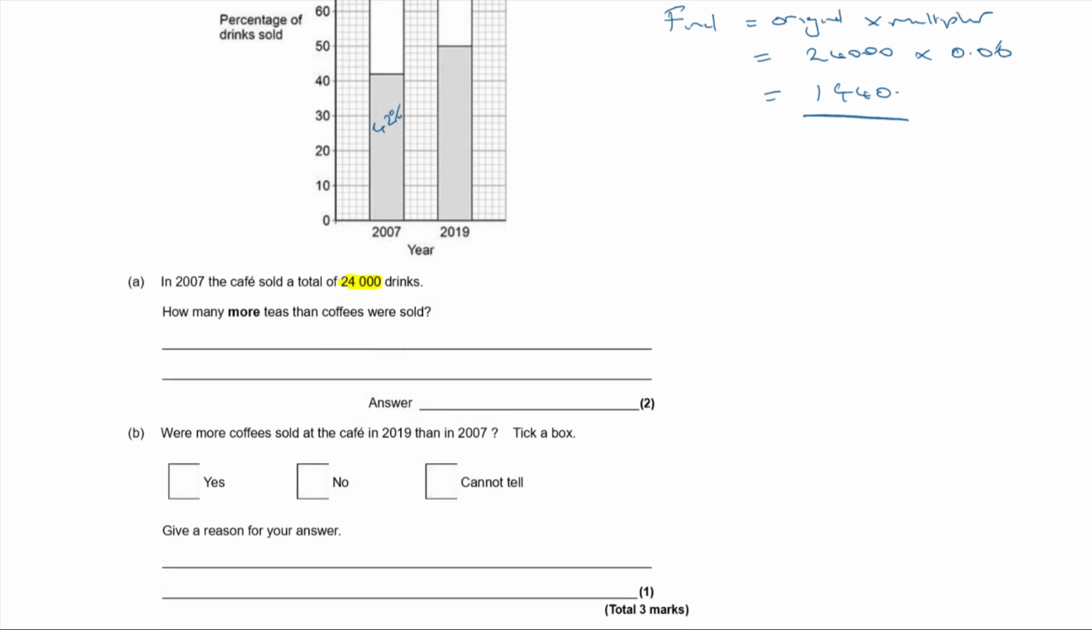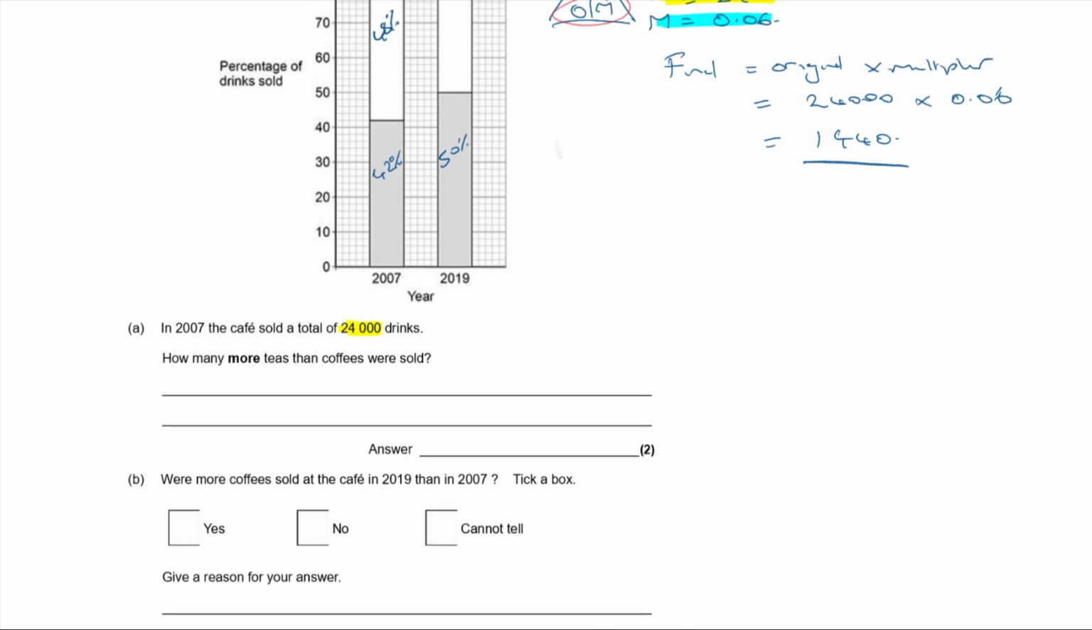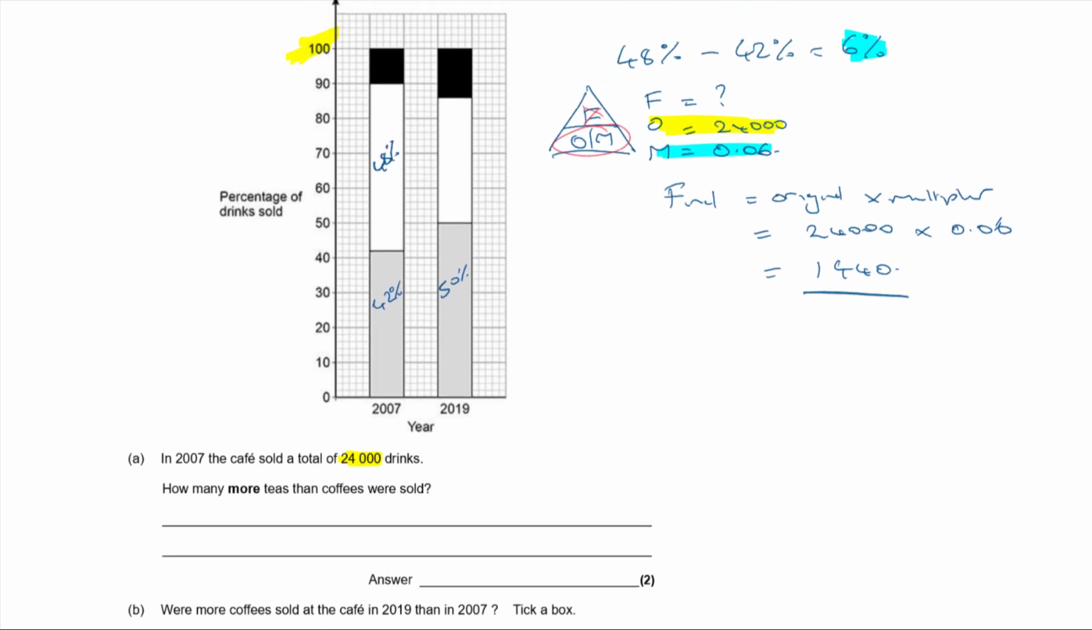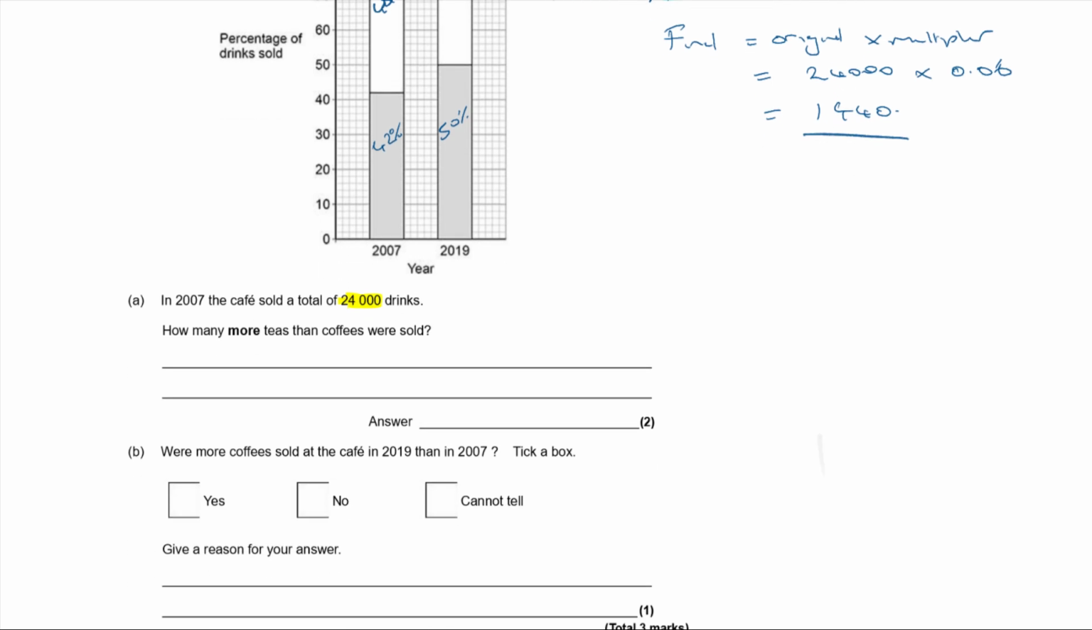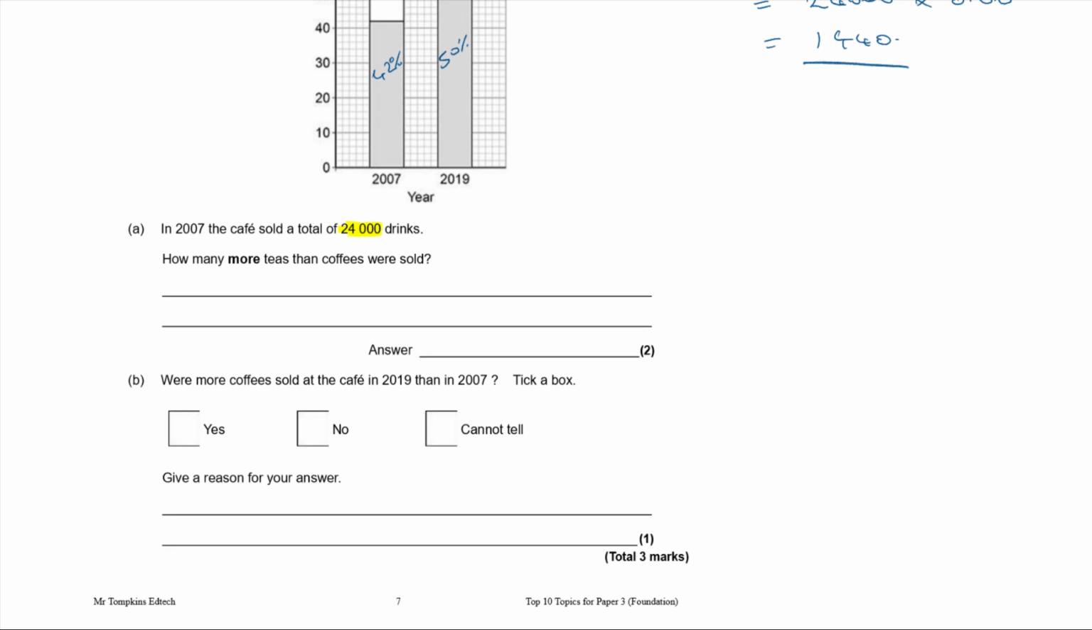And then for part B, it says, were more coffees sold in the cafe in 2019 compared to 2007? Now, you might think that was the case because, look, you've got 50 in that one, where the other one's 42. But like I said earlier, these are percentages, and you don't know how many drinks altogether were sold in 2019. Now, if they only sold 10,000 drinks in 2019, then 50% of 10,000 is going to be 5,000, which is a lot less than 42% of 24,000. So it's not clear from the bar chart if the number of coffees sold is greater in 2019, because you don't know 50% of what.